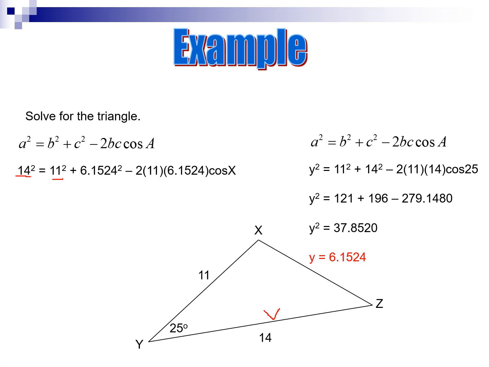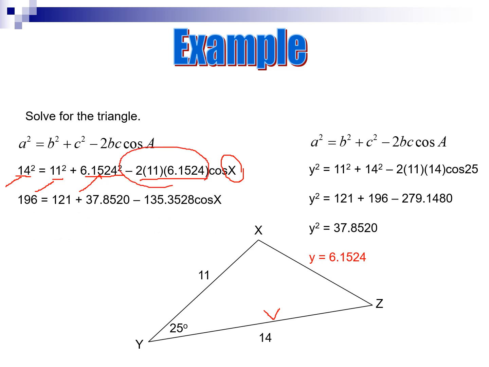That means the 11 and the 6.1524 are the b's and the c's. Plug all of that in there. And then, of course, that's what we're solving for. Again, don't try to punch everything into your calculator at once. You can do the 14 squared, then the 11 squared, then the 6.1524 squared. And even these three you can put in all together at once. All right, so there's a 14 squared, there's 11 squared, there's a 6.1524 squared, and then all of that is the 135.